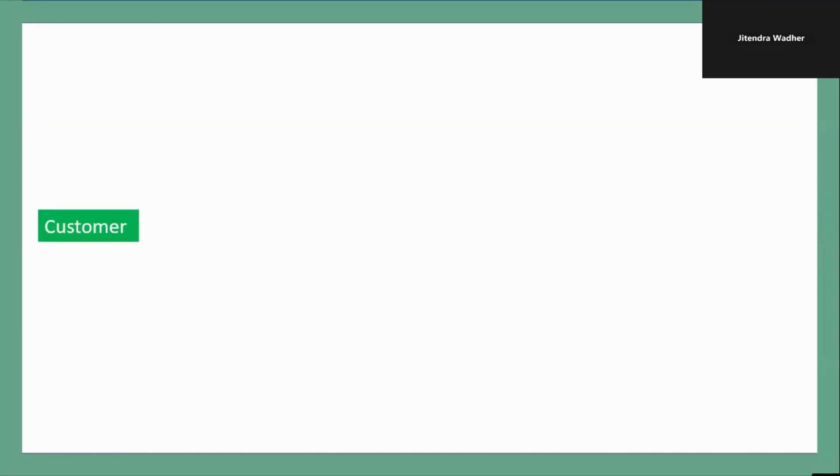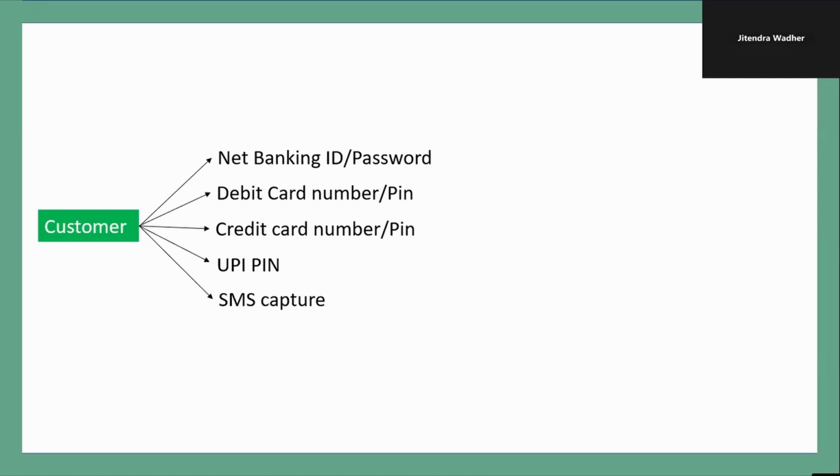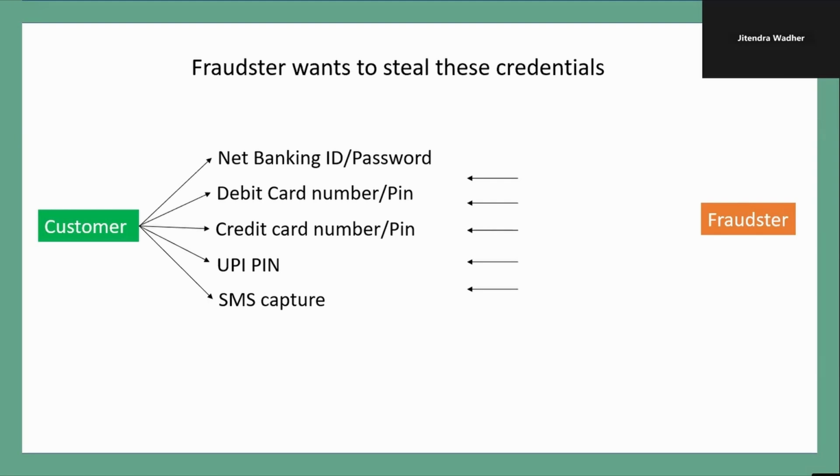As a customer, we access our bank account through net banking or mobile banking by using our ID and password. We have our debit card and PIN number. We have our credit card and PIN number. And we have UPI PIN number. And we get OTP through SMS for authorizing payments in various transactions. So fraudster is interested in getting access to all these credentials.